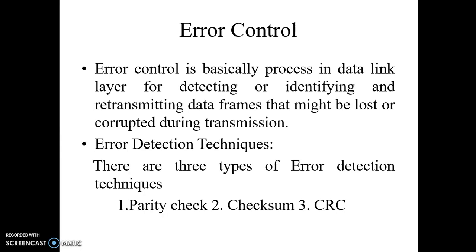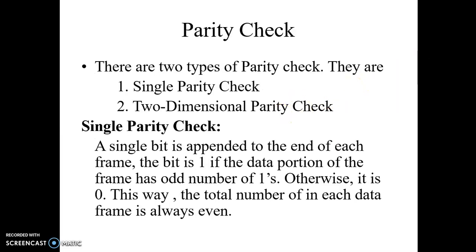Error detection consists of three types of techniques. The first one is parity check, the second one is checksum, and the third one is cyclic redundancy check, that is CRC. At first we will see what a parity check is. In parity check, there are two types: one is the single parity check and the other is the two-dimensional parity check.